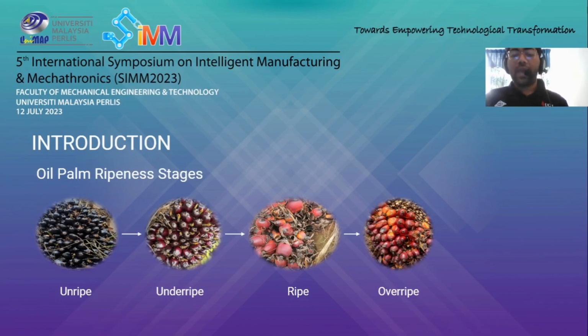Next we have the ripe one. So the ripe one is the best one for harvesting as it has the most oil content. Lastly, we have the overripe one, after the ripe stage, where the oil content deteriorates, so this is also not suitable for harvesting, the overripe one.